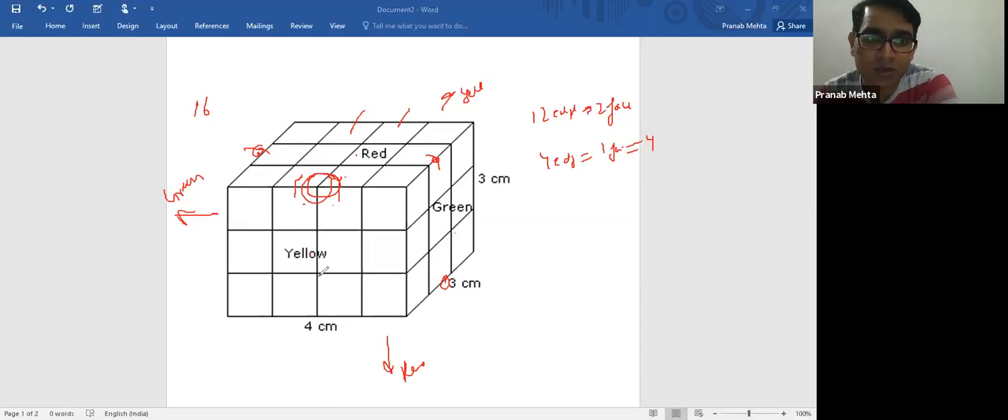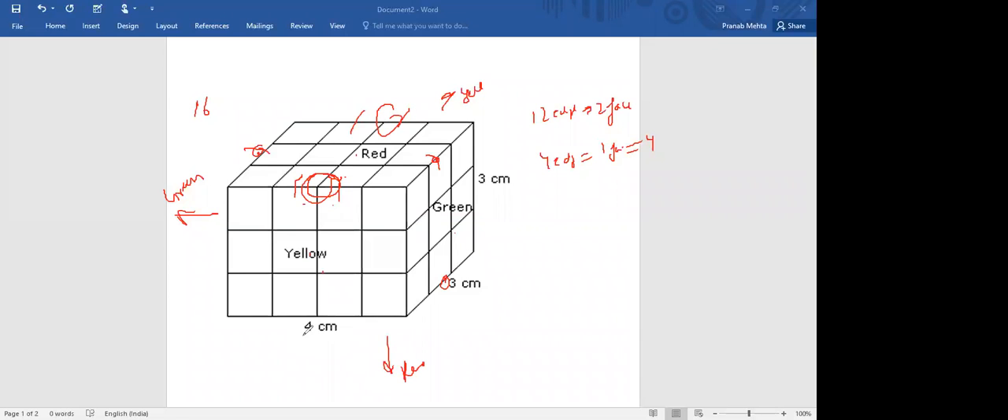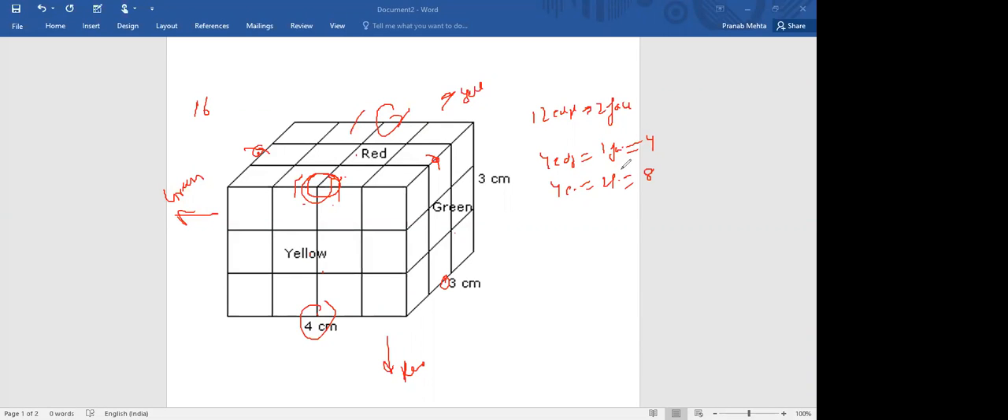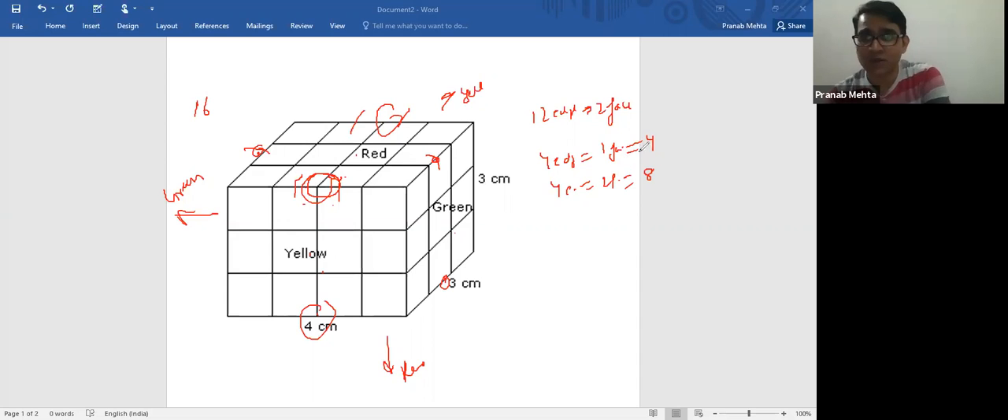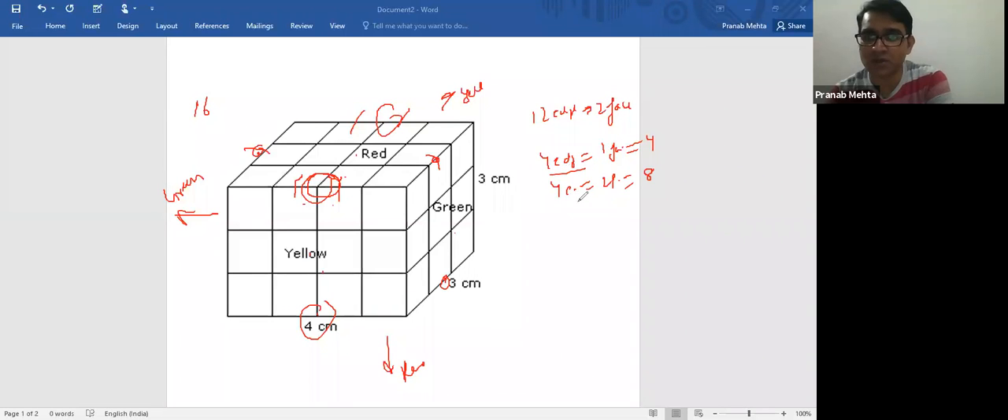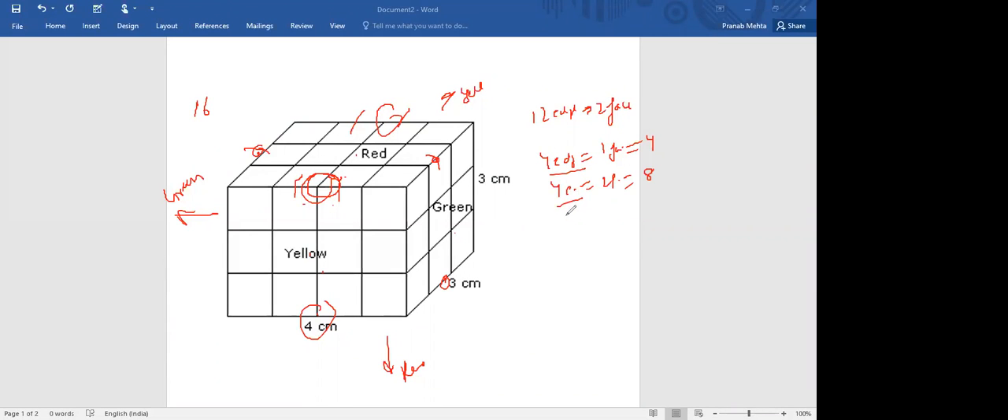This is one edge, this is two, three, and four. So 4 edges have two faces painted, that gives another 8. The leftover 4 edges have one cube each. Total edges are 12, so 4, 4, 4 is 12. We have 4 edges here, 4 edges here, and the remaining 4 have one cube each.